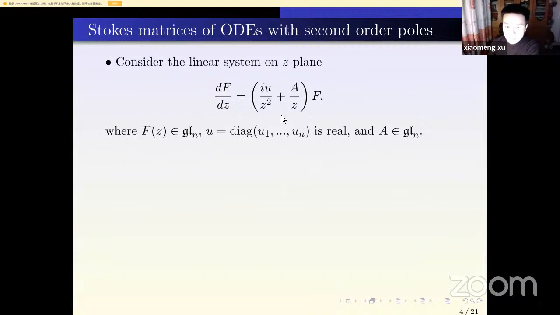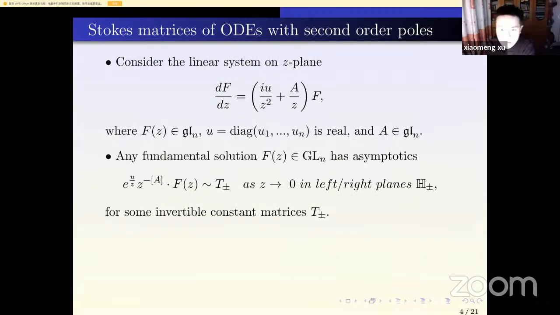If you look at this system, the coefficient has a second order pole when z equals 0. Therefore, from the classical theory of ODEs, we know that any solution of this system has an essential pole at z equal to 0. For example, if you take any fundamental solution of this system, it's gonna have the following asymptotics. Here the bracket of A takes the diagonal part of matrix A. Therefore, this is a matrix valued function. It's multi-valued. If we multiply this matrix function with our solution F(z), we get what is a so-called regularized limit.